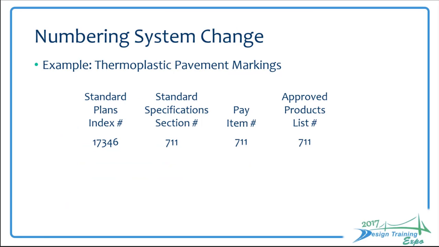Taking a look at the numbering system change, here's an example using thermoplastic pavement markings. As you can see, here are the components of that construction contract document system, with the standard specifications, pay items, and approved products that all use the 711 number. If we did not change the numbering system for the standard plans, we'd have something that just seemed out of place. So for the number change, we're simply aligning the number of the standard plans with all the other associated documents that the contractors are using.